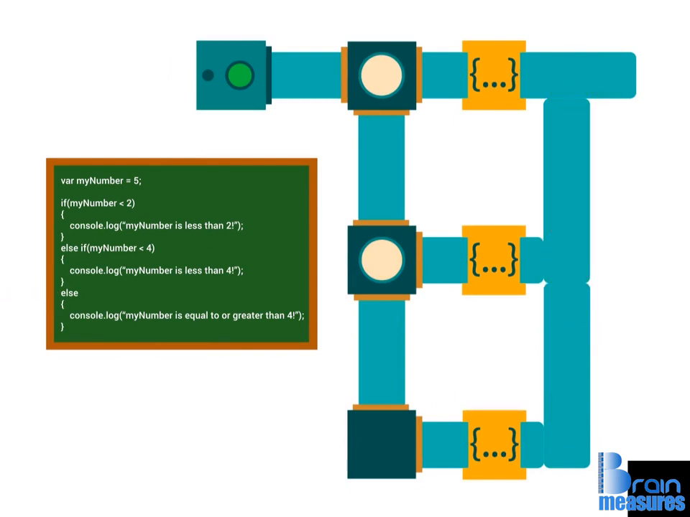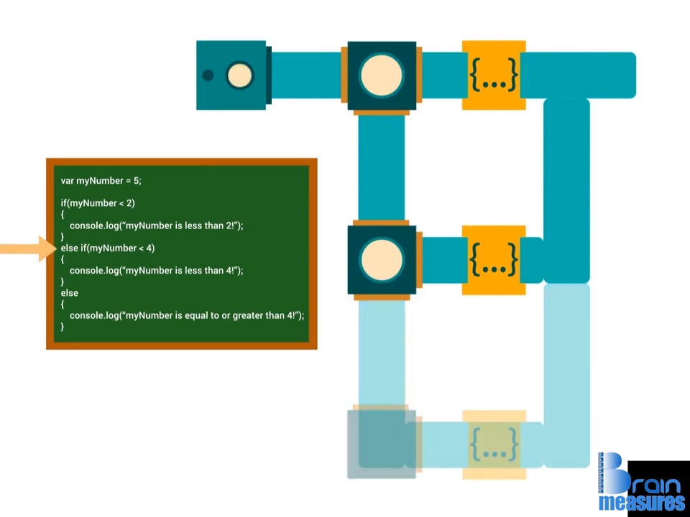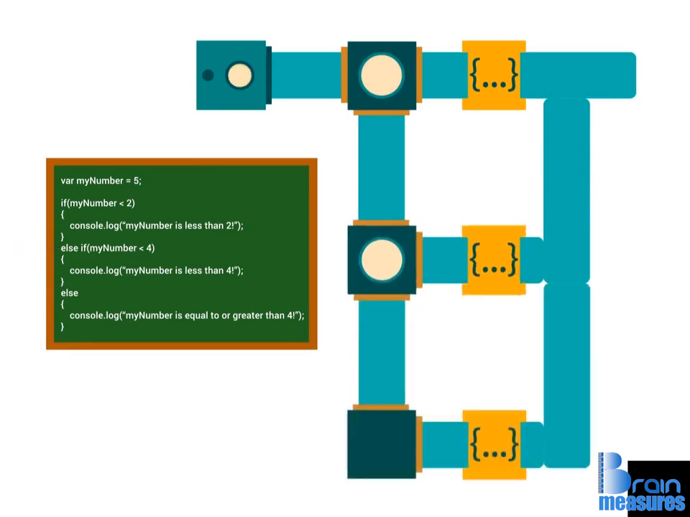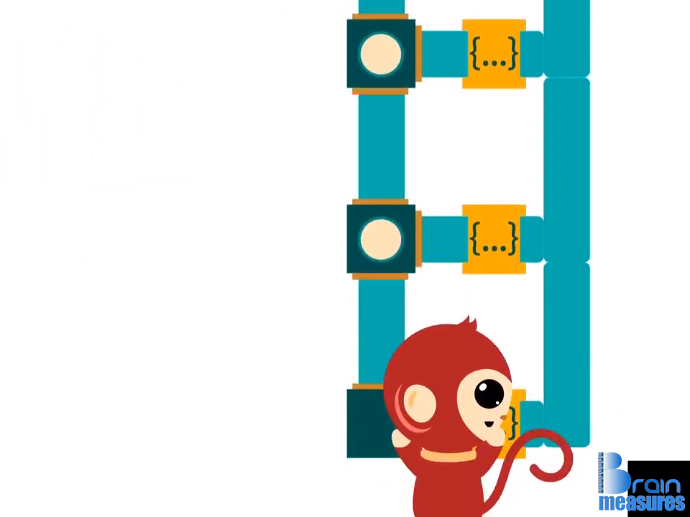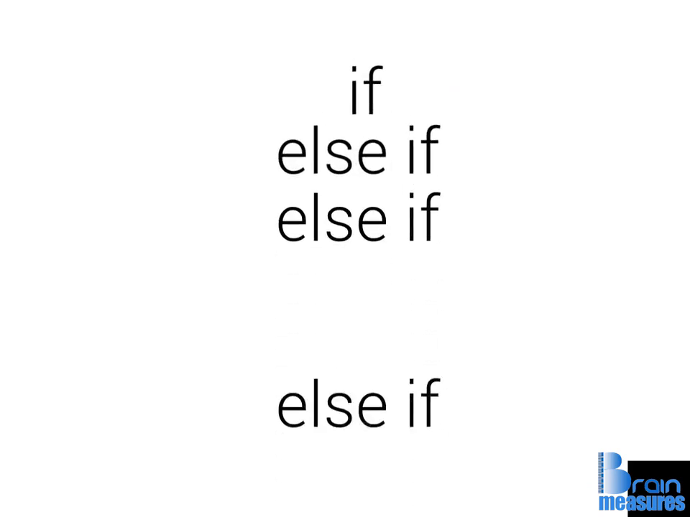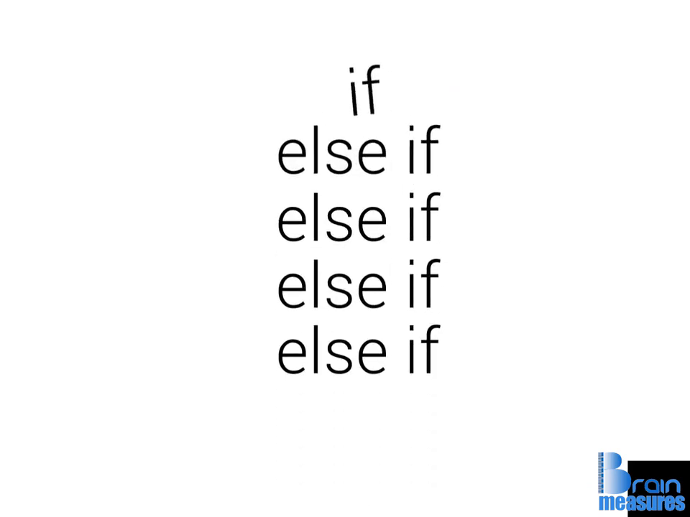Let's run the code again with the variable myNumber set to 3. The first condition is false, but this time the second condition is true. Our program will run the second code block and skip every other code block, so only one of them will be executed. Besides enabling us to add more code blocks to a single if statement, an else-if behaves the same as an if statement.